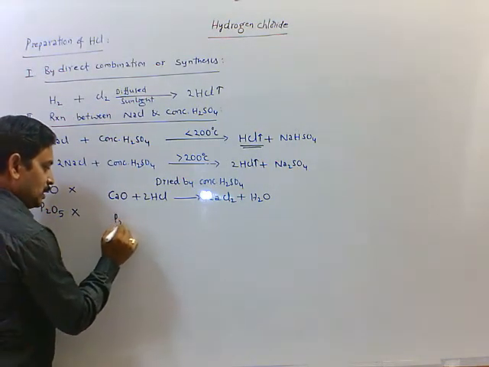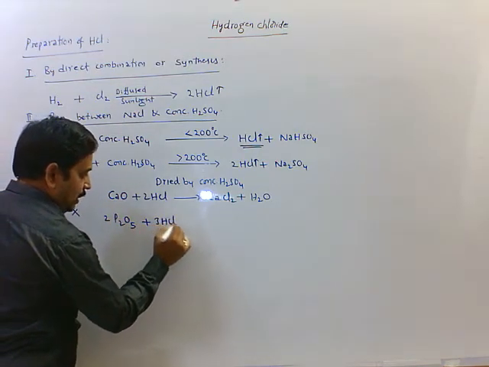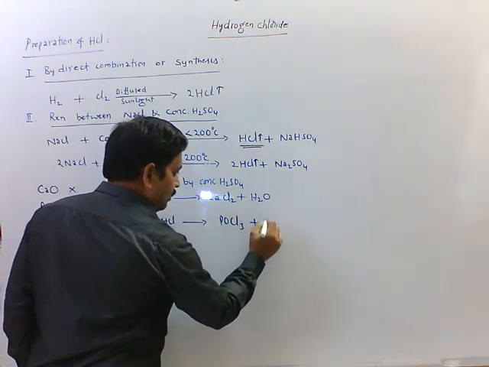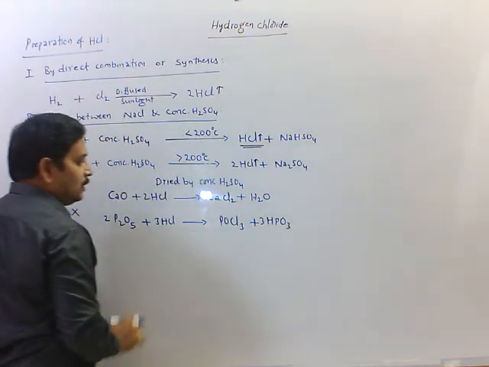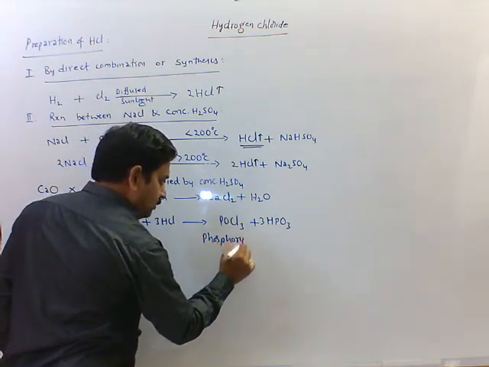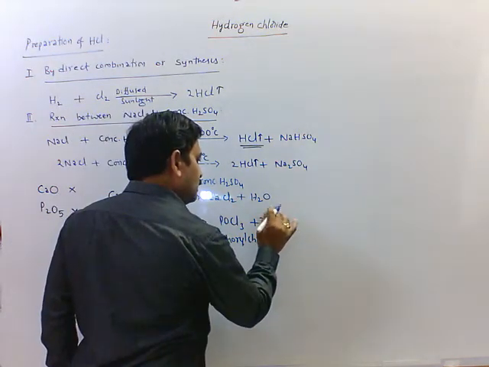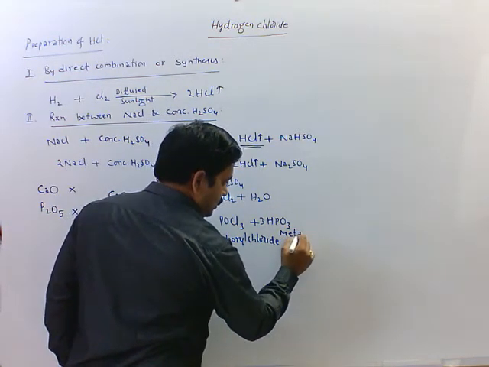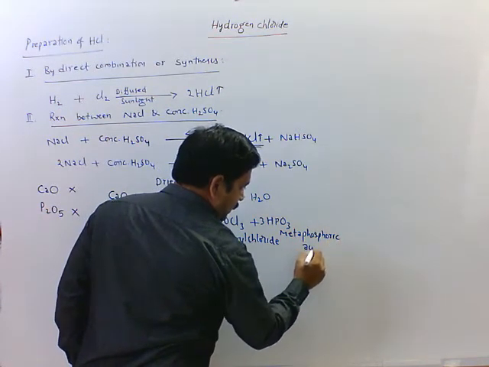Now with phosphorus pentoxide P2O5 plus 3 moles of HCl, we get POCl3, phosphoryl chloride, and metaphosphoric acid HPO3, 3 moles. This is phosphoryl chloride. This is called metaphosphoric acid.